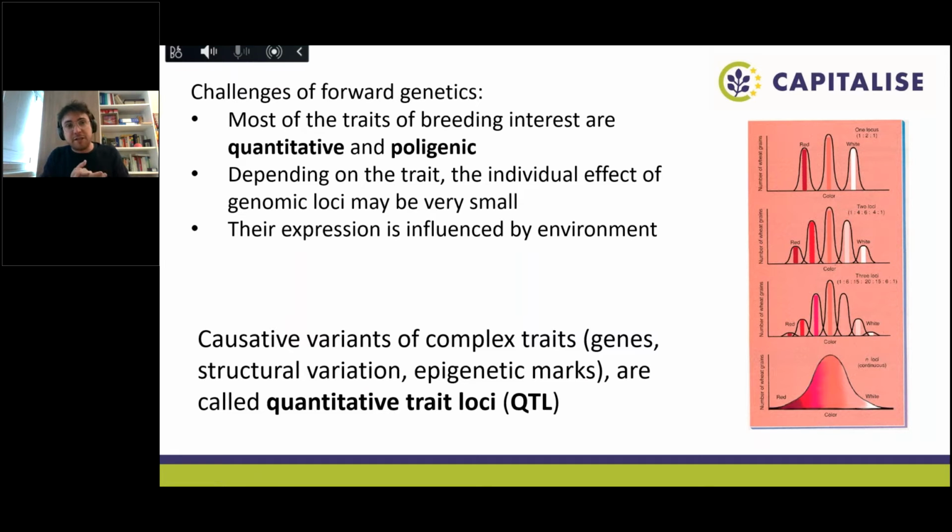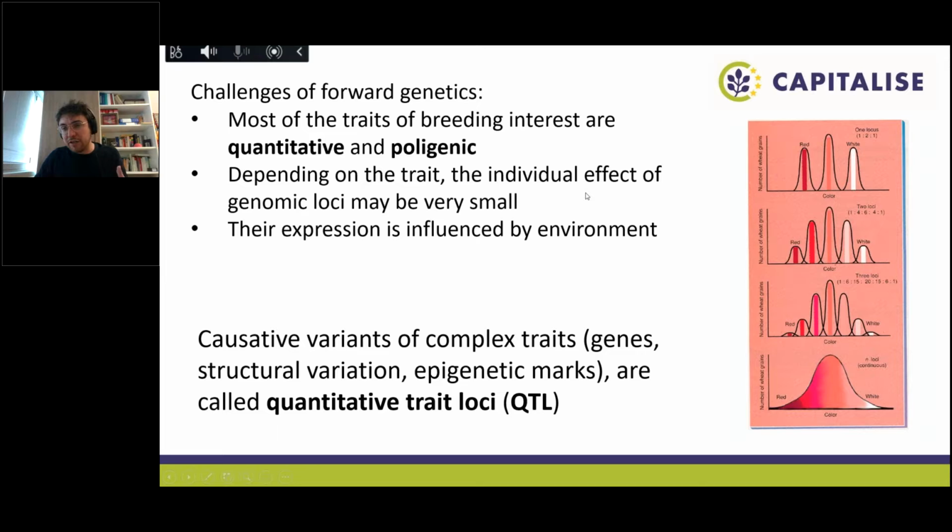But of course, there are challenges associated to that. Most of the traits of agronomic interest are quantitative and polygenic, meaning that depending on the trait, the individual effect of genomic loci might be very small. And here you see a classic segregation. This is a Mendelian segregation. You have one locus, you have either homozygous one type, or homozygous the other type, or heterozygous in between. But as you sum up the number of loci controlling the trait, you see that the phenotypic classes increase in number because of the segregation, up to getting to a quantitative expression. And this is what is called a quantitative trait locus.